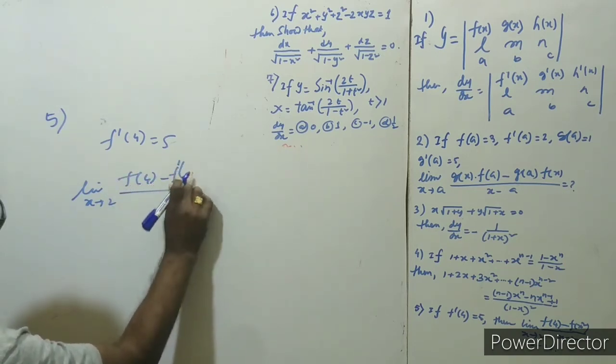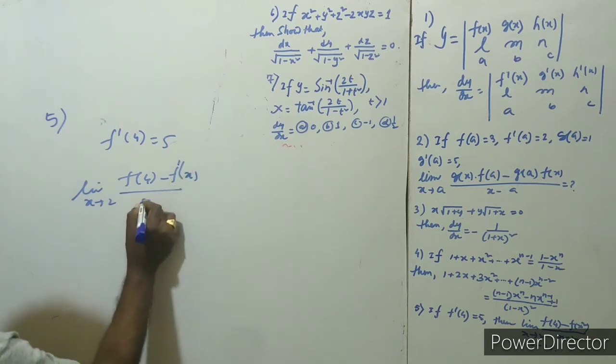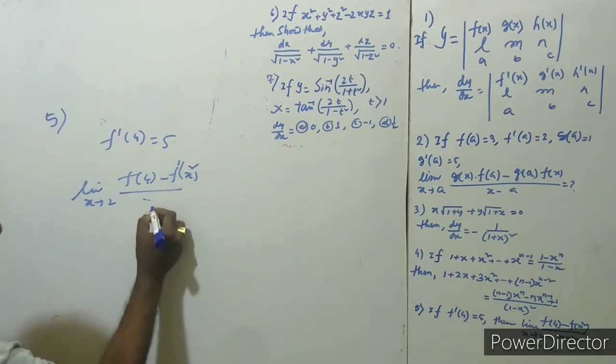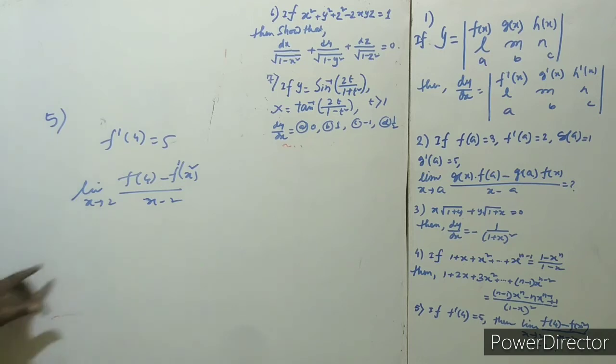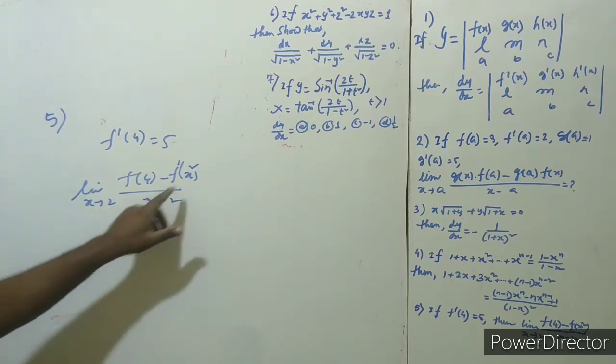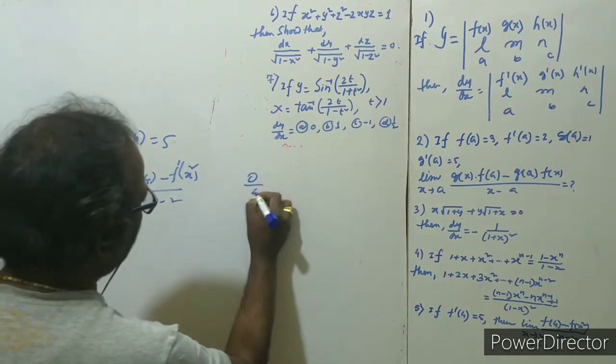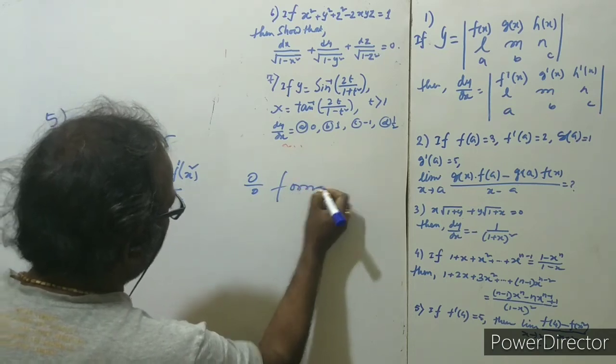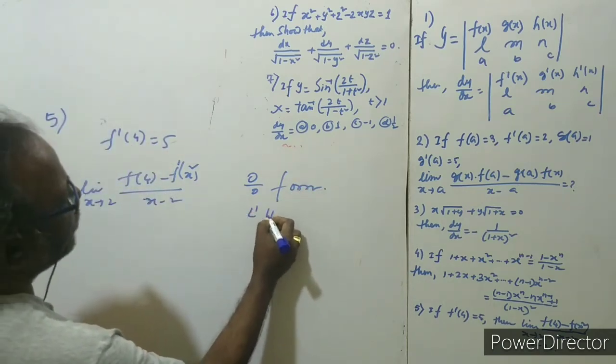Okay, this is f of x square, sorry, this is x square, by x minus 2. So you can see, if you put 2 here, we get 0 by 0 form. So we can apply the L'Hospital rule, okay?